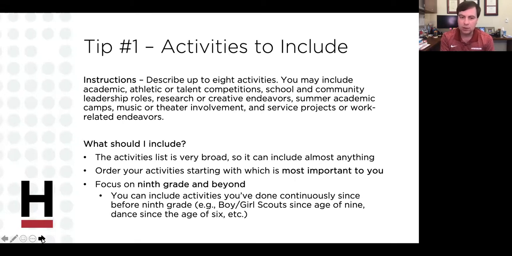Now, some exceptions though. You can include activities you've done continuously since before 9th grade. So if you've been a Boy or Girl Scout since the age of 9, done dance since the age of 6, piano since the age of 7, and done it continuously, that's great. You can go well before 9th grade with those types of activities. But if it's just one-off things you might have done in middle school or late elementary school, that really doesn't go on a college application. So that's the first tip on activities to include.